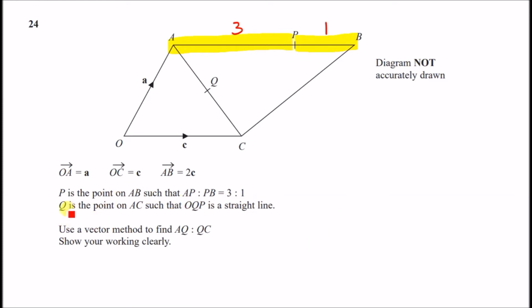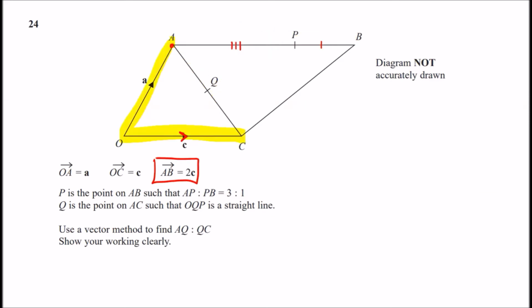And it says here that Q is the point on AC such that OQP is a straight line. Okay, all right, cool. Is this a midpoint? I'm not too sure. Use a vector method to find the ratio between AQ to QC. Okay, so they don't tell you. So we need to figure out what it is. But it kind of looks like a midpoint, but we can't assume that, yeah?